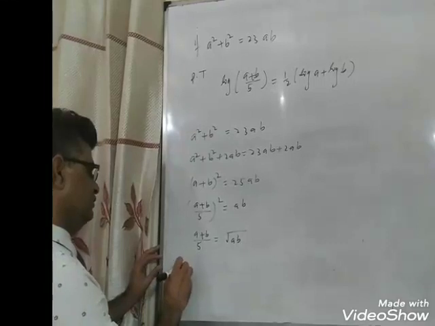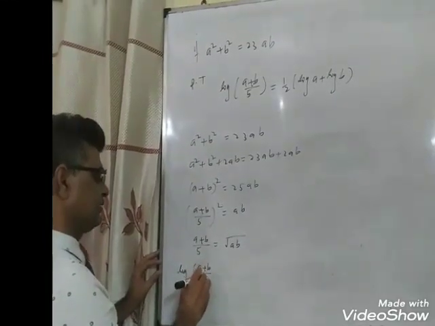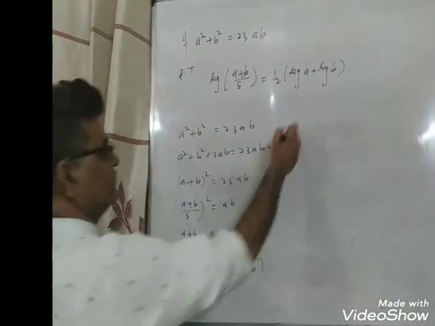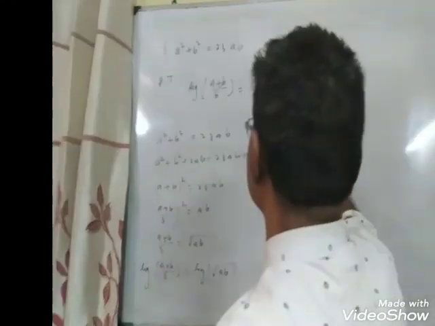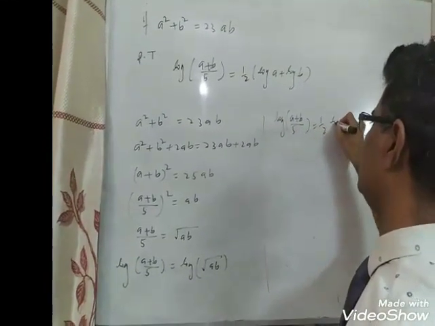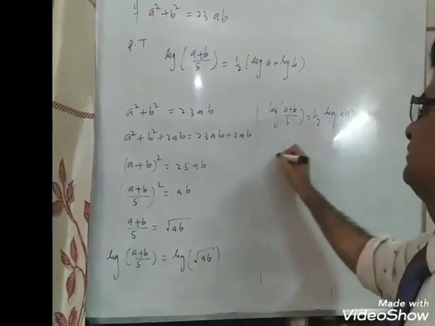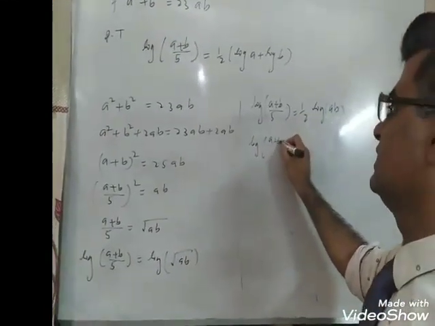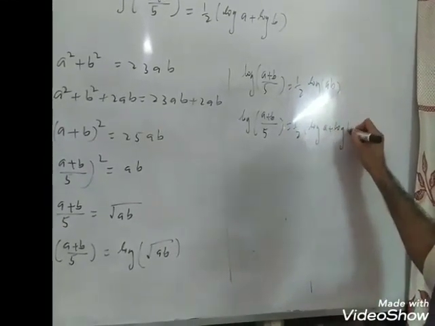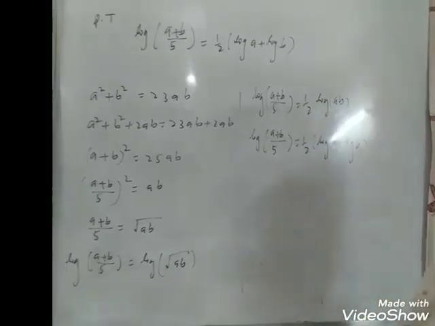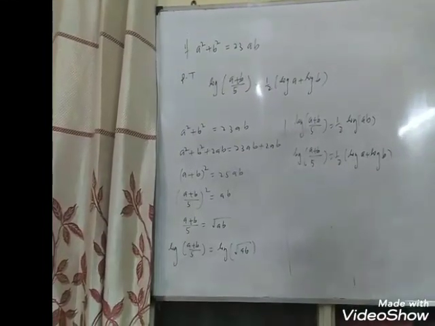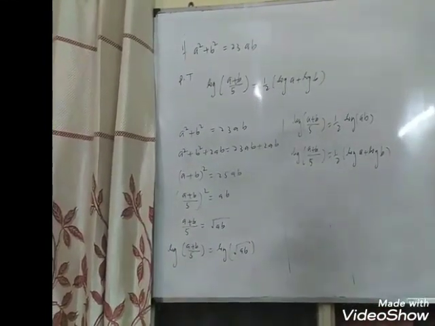We are taking log on both sides. Log of (a plus b) upon 5 equals log of square root of ab, which further we can write as half of log ab. Now we can use the property: log of (a plus b) upon 5 is half of (log a plus log b). So you can see how the properties are being used to solve such types of problems. I hope you are understanding it. Now we're going to the next problem.